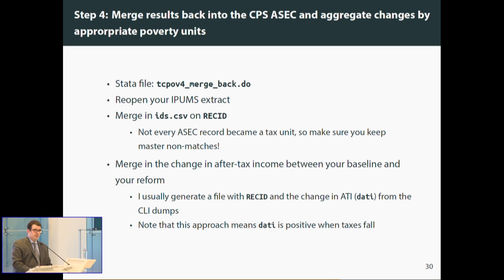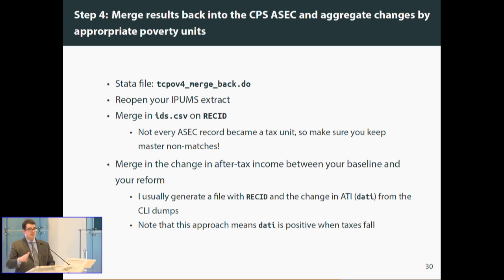So the way that I do it in the code is that first, I take the Tax Calculator command line interface output. I merge everything together, and I figure out what the change in after-tax income is. I call that variable DATI in this case. So understand that that means that if there's a tax cut, DATI is positive. I think it makes aggregation later on a lot clearer.